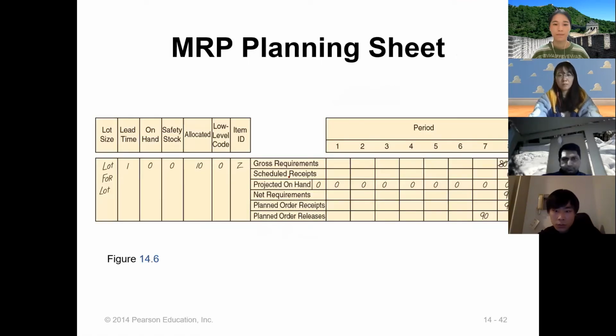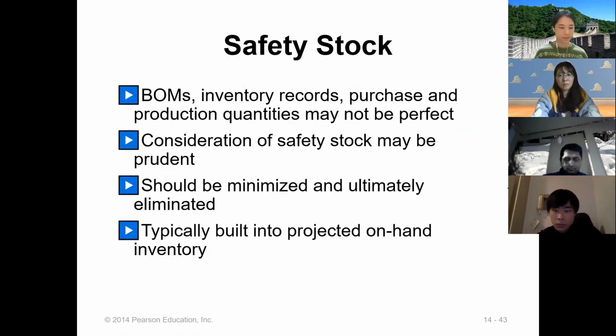Okay. So normally we use this MRP planning sheet. Just now we already used that. This is called the MRP planning sheet, but you can simplify this, because the net requirement and the planned order receipts are normally the same. So that can be combined.